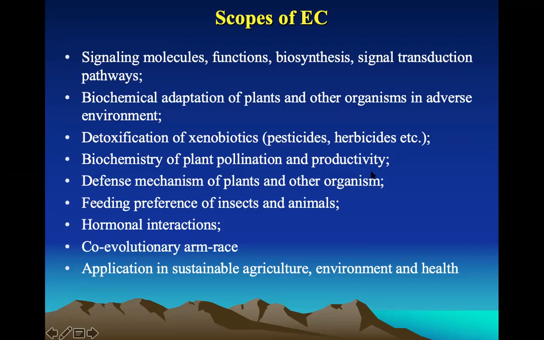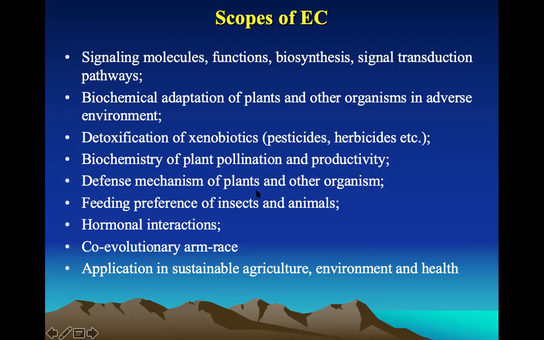Biochemistry of plant pollination and productivity. This is a very important subject in agriculture and nature, because plant pollination is a fascinating area and very important for agricultural productivity in cross-pollinated crops. And the biochemistry is ecological chemistry. To understand the biochemistry of pollination is also a very big scope of ecological chemistry.